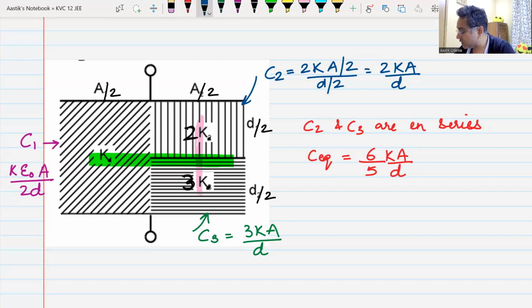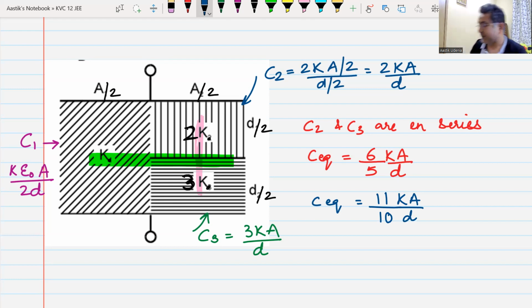So the final equivalent capacitance would be 11 by 10 K A by D, and that is our final answer. Do we understand this?